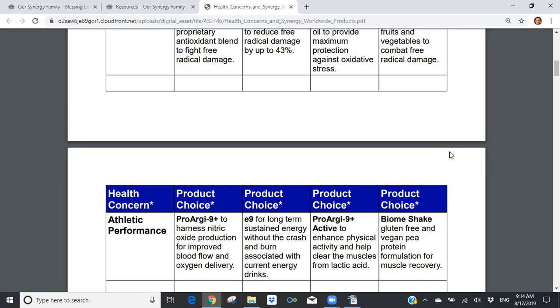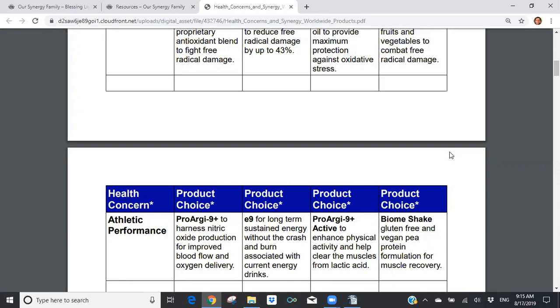And then because athletes a lot of times are looking for a good protein source, they're looking for what they call a complete amino acid protein source. I believe the Biome Shake, because it's gluten-free and it uses a vegetable pea protein, would be better for them than the whey protein sources that they're using. And I've shared this in other presentations. When you look at pea protein versus whey protein, they're almost identical in terms of calories and other things that they're looking for in terms of branched chain amino acids.